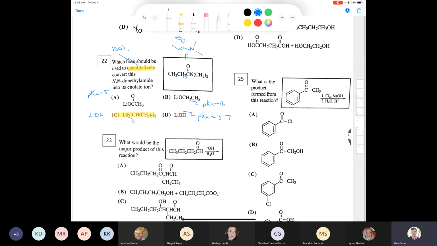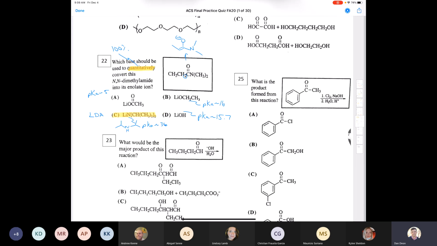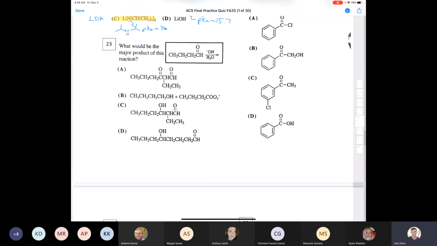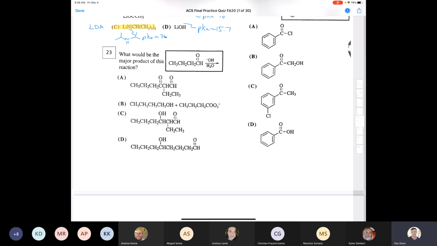But the conjugate acid of an amide is an amine, which would be diisopropylamine, and that's got a pKa of around 36, much higher. If you can't remember exactly 36, as long as you remember that an amine is up in the 30s, you can see how that's a much weaker acid than any of the rest. Since it's the weakest acid, it's got the strongest conjugate base. And so the answer is LDA is going to be the best choice there. All right.